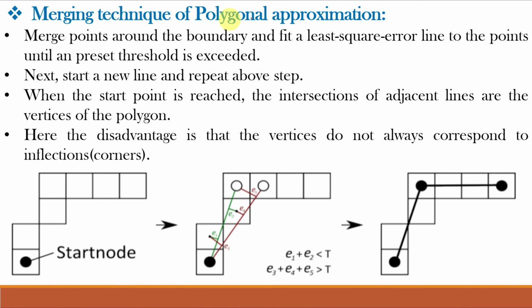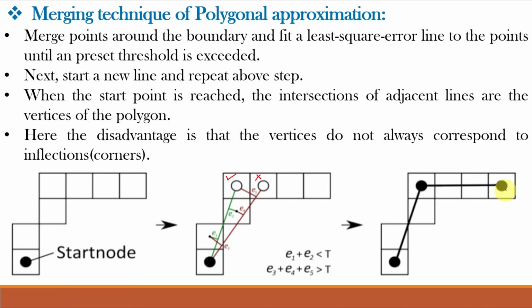The next technique for polygonal approximation is the merging technique. Here we merge the points around the boundary and fit a least square error line to the points until a preset threshold is exceeded. So if this is our start node, we merge the points E1 plus E2, which is less than threshold, and we also check E3 plus E4 plus E5, which is greater than threshold. So we will not consider this point as the vertex, and rather E1 plus E2, which is less than threshold, will be considered as the vertex.